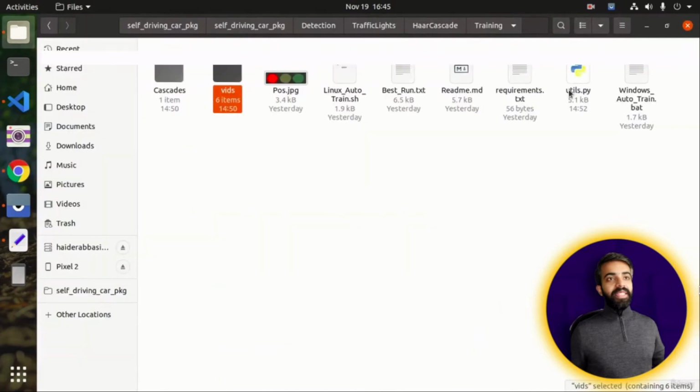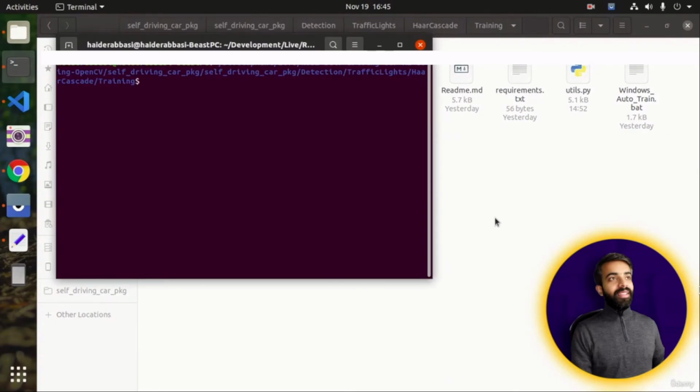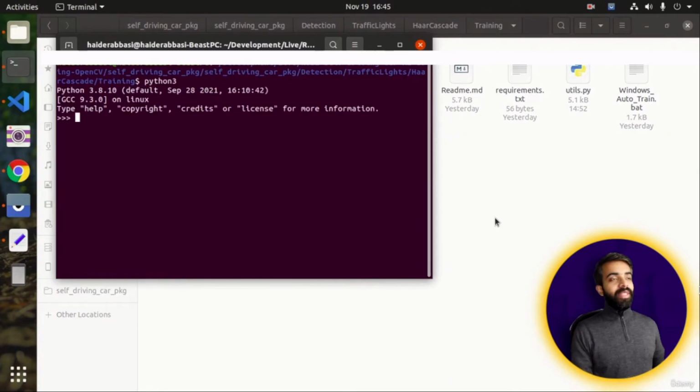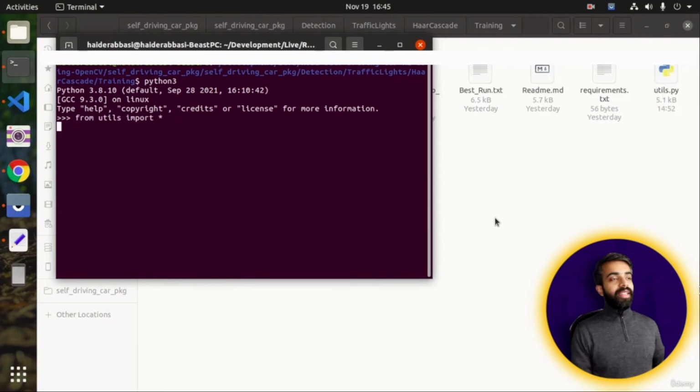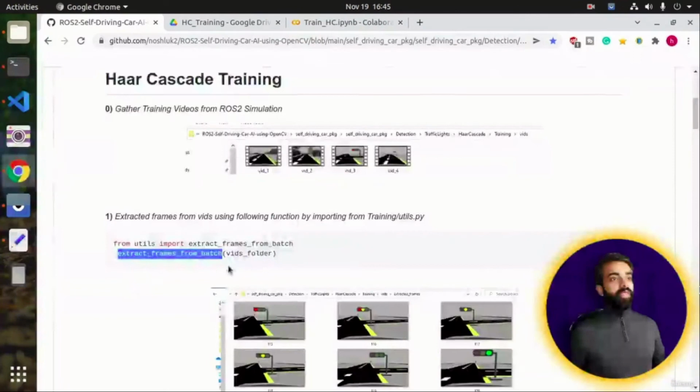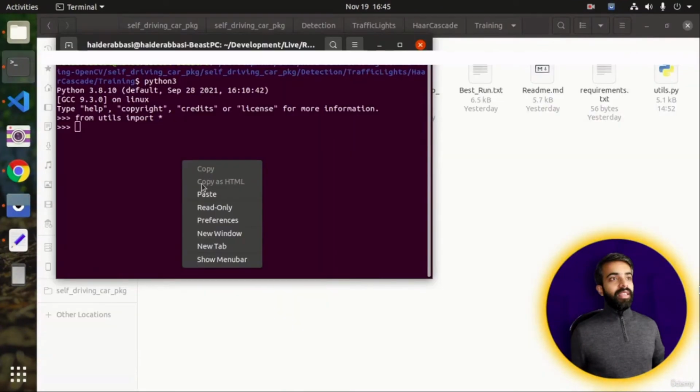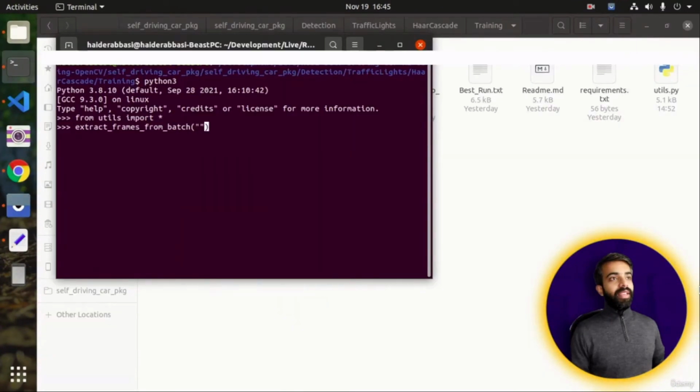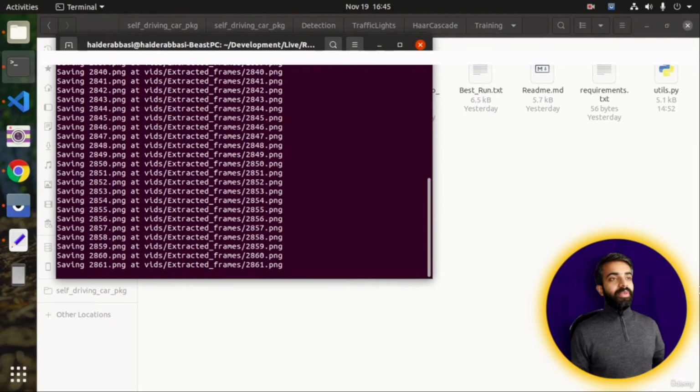So we first need to navigate to the training directory, open a terminal, and open the Python terminal by writing python3. Once inside the Python terminal, we can write from utils import *, every function that it has. Once we have done that, we simply copy over the function name, that is extract_frames_from_batch, paste it, provide the video directory as an argument, that is videos, and then press enter. It starts extracting the frames from all the videos present inside the video directory.